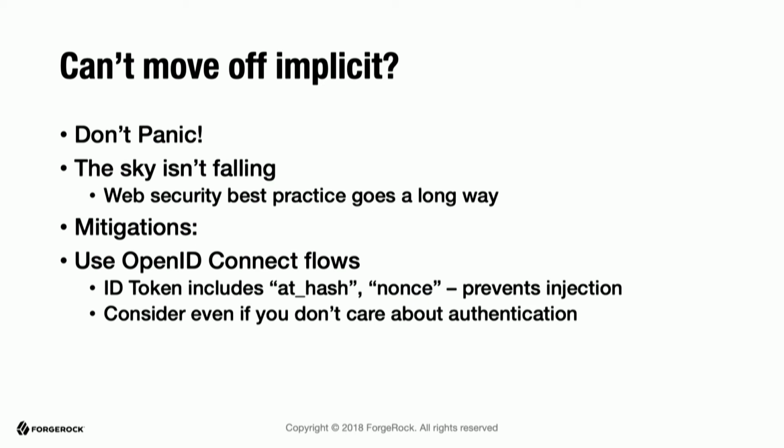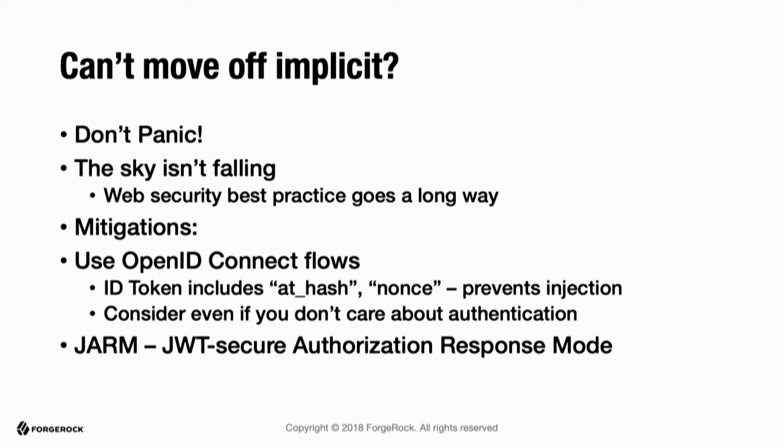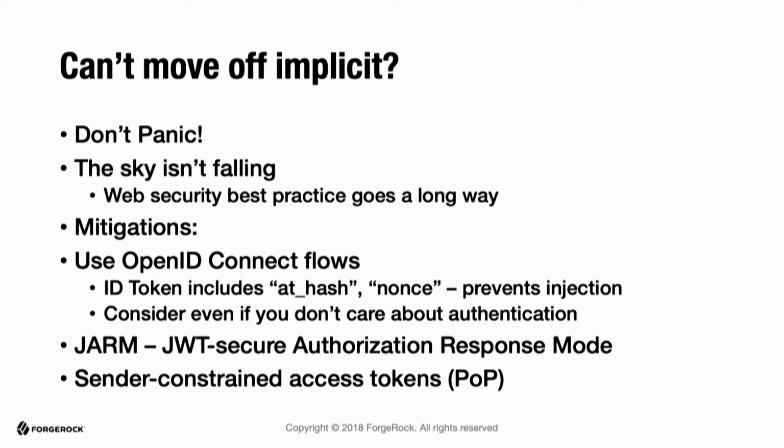So OpenID Connect has some various protections that can make it harder for some of the attacks against implicit. There's a thing called the JWT secured authorization response mode that has been standardized by financial services, which allows the entire request and response to be assigned a JWT that's integrity protected and stops people messing with things. And then there's this idea of what are called sender constrained access tokens, or proof of possession, where you can tie an access token to a key that only the client has, and then every time it uses the access token, it proves possession of that key, which makes it a lot harder to steal an access token.